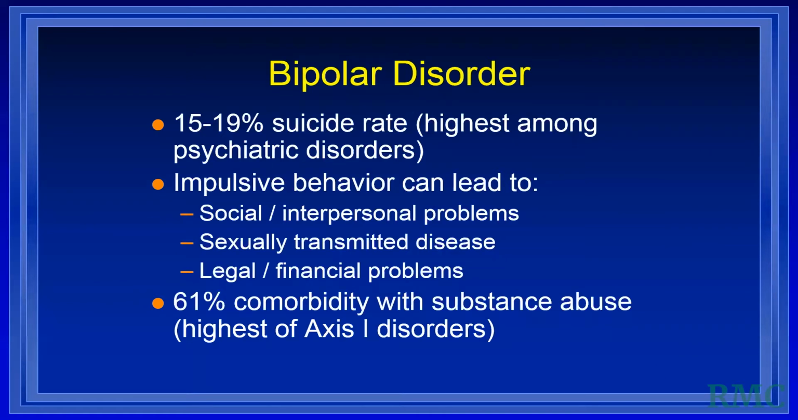Bipolar disorder has the highest suicide rate among psychiatric disorders. So up to 20% of people with bipolar disorder will kill themselves. Their impulsive behavior can lead to social problems, sexually transmitted infections, and legal problems. There's a high comorbidity with substance abuse.